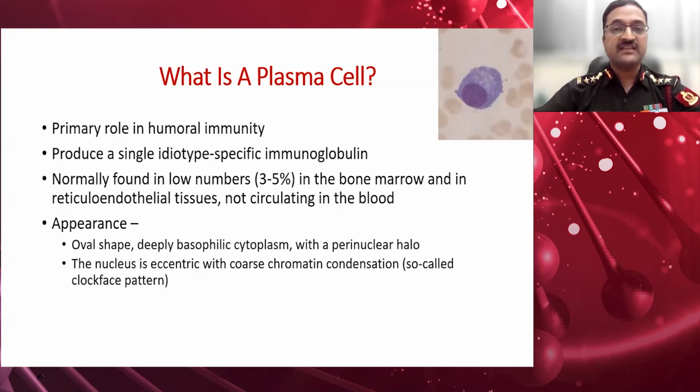As you can see in the photograph here, these are oval-shaped cells with deeply basophilic cytoplasm and a perinuclear halo, which is characteristic. The nucleus is generally eccentric, and it has a coarse chromatin known as a clock face pattern.